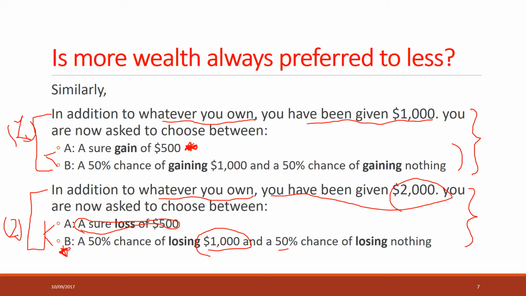So Kahneman and Tversky then concluded that people reacted differently to gains and losses. Yeah. So with gains, people tend to be more risk-averse, whereas for losses, people tend to be more risk-seeking, right? So they choose the one with the uncertainty.